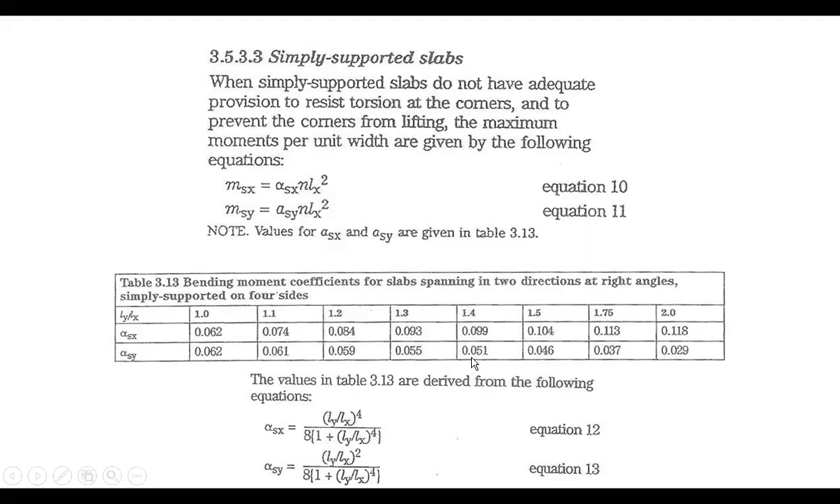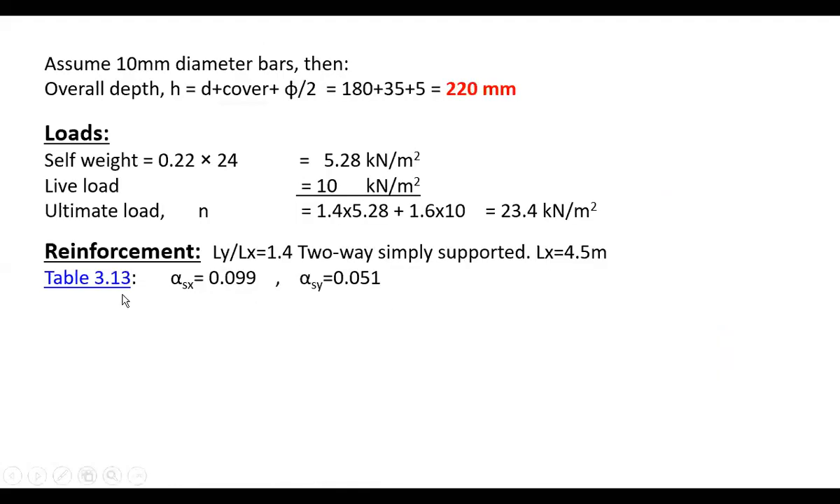We are going to substitute these two values into equation number 10 to get the moment in the short direction, and we substitute alpha Sy here into equation 11 to get the moment in the long direction. So getting the moment in the long direction and in the short direction, we can use equation 10 and equation 11, and this is alpha Sx, we get it from here, alpha Sy, we get it from this value here, and N Lx square is similar in both equations. So we are going to substitute these two values into these two equations. Let's see together, and we'll see how to get the moment. So from this table 313, we found that alpha Sx is 0.099, alpha Sy is 0.051.